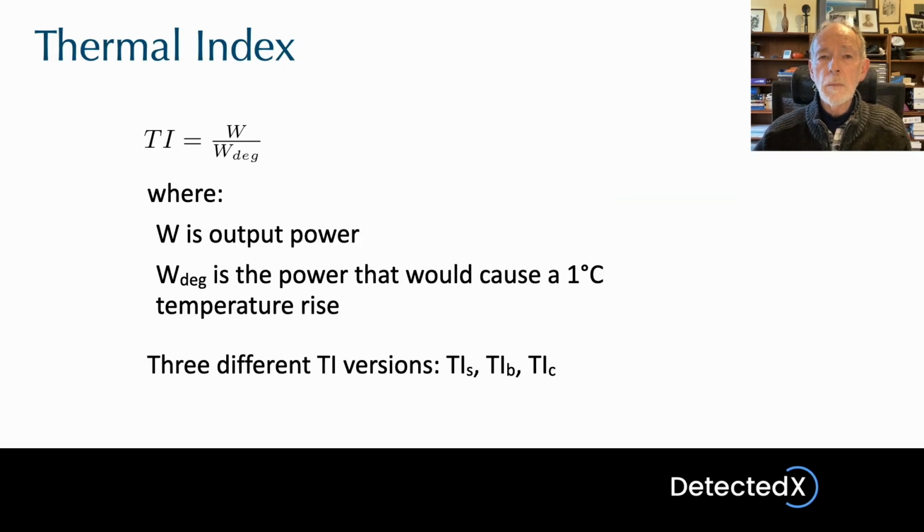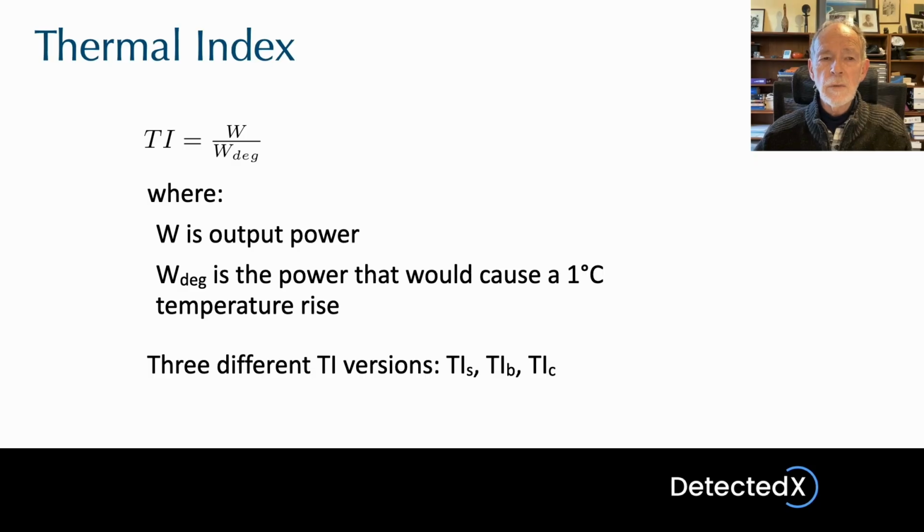The machine models the heating process and provides us with a parameter that's displayed on the screen known as the thermal index. The definition of the thermal index is shown here. It's equal to W divided by W degree, where W is the output power the machine is actually creating, and the machine knows that. It has all the parameters available to it to calculate that value. W degree is the value that it calculates using a model of the heating process, and it's the value that would give a maximum temperature rise of 1 degree Celsius.